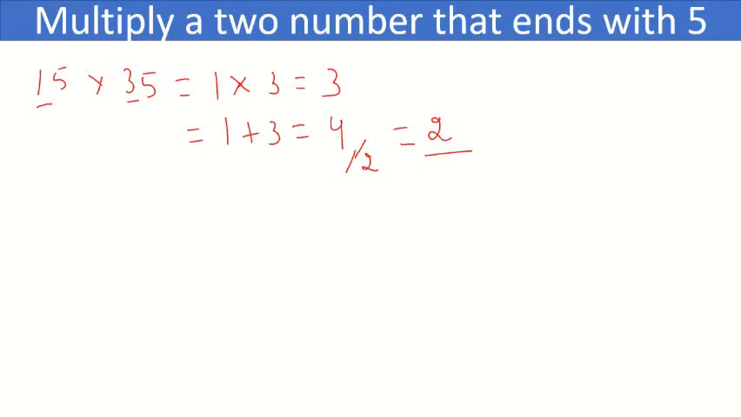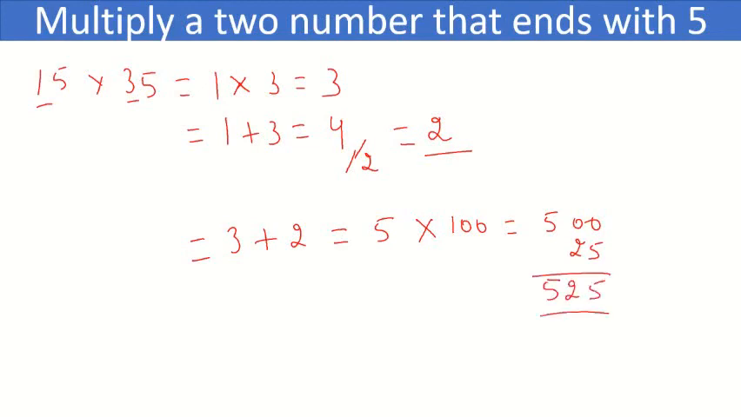Okay, so in the next step, we have to add these two numbers, that is 3 plus 2. It will result in 5. Then we multiply this result by 100, that will result in 500, and in the next step we will add 25 to it. So the final answer will be 525.